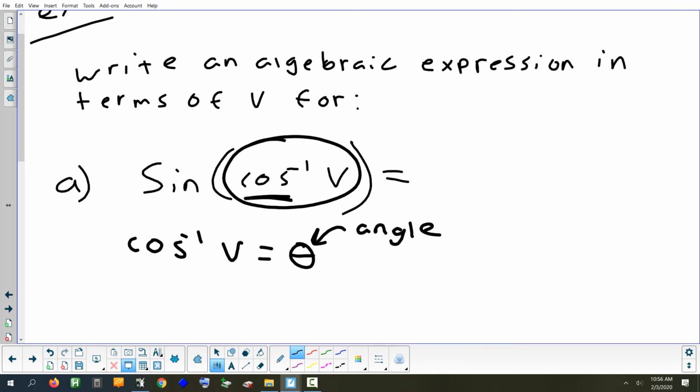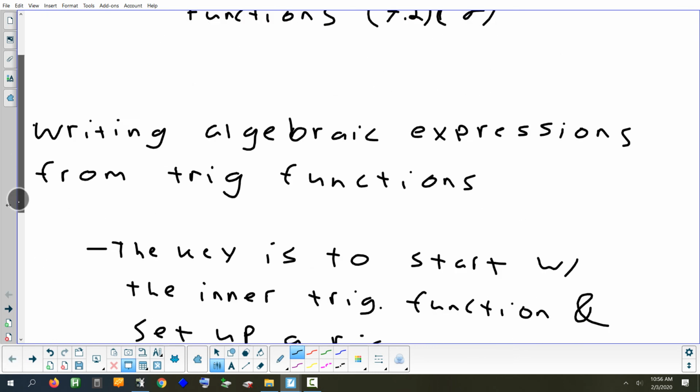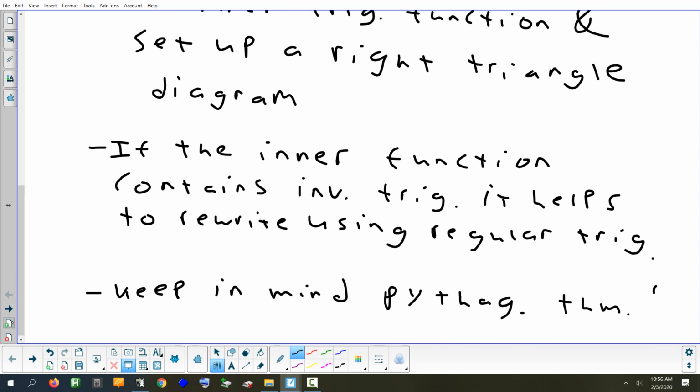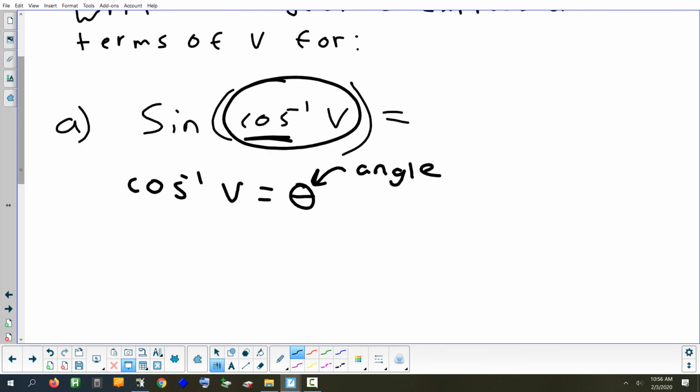And now we're going to take this equation and we're going to rewrite it. The way we're going to rewrite it is to use regular trig. So what I want to do is I want to cancel out this inverse cosine from on the left. So what would I have to take on both sides to cancel out the inverse cosine?